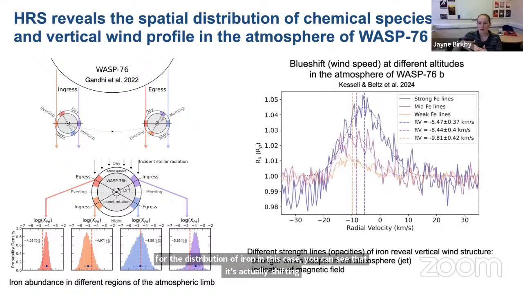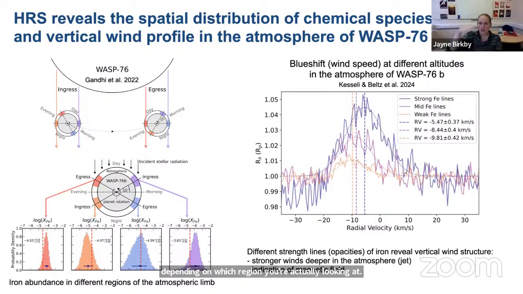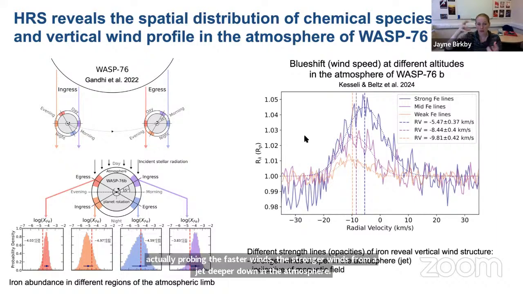Similarly, thinking about the altitude, this is a paper from Aurora Casali and Haley Belts, showing that if you look at different strength lines from iron, you're actually, again, probing different velocities. And so as you go deeper into the atmosphere, you're actually probing the faster winds, the stronger winds from a jet deeper down in the atmosphere. So we're really starting to get at that three-dimensional structure using the high-resolution spectroscopy.